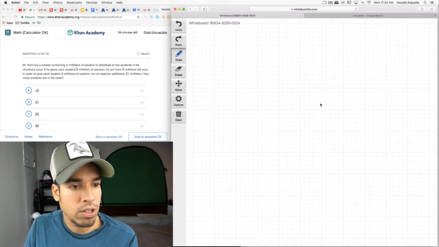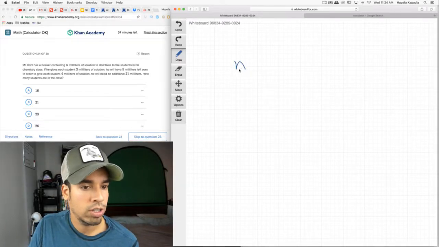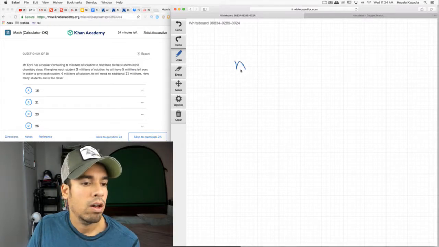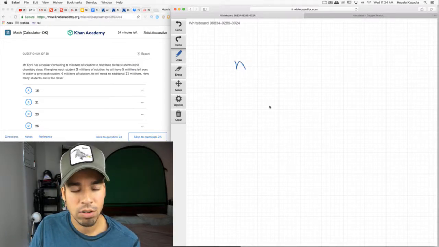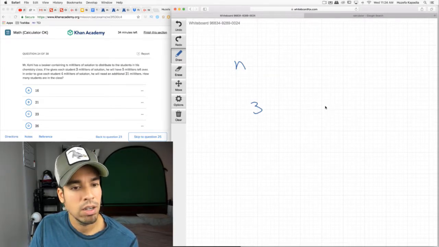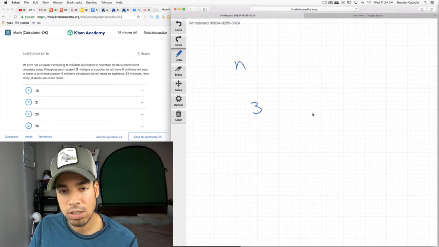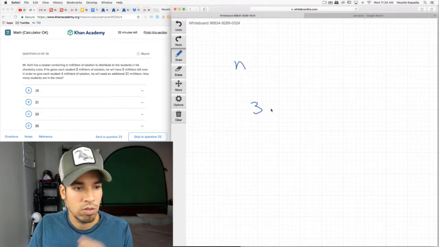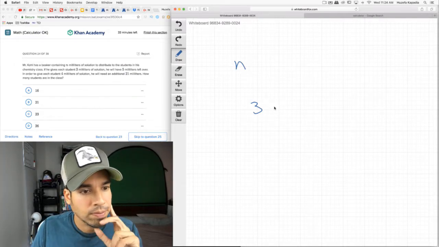Next, Mr. Cole has a beaker containing n milliliters of solution to distribute to the students in his chemistry class. Okay. If he gives each student 3 milliliters of solution, he will have 5 milliliters left over. Okay. So, wait a minute.